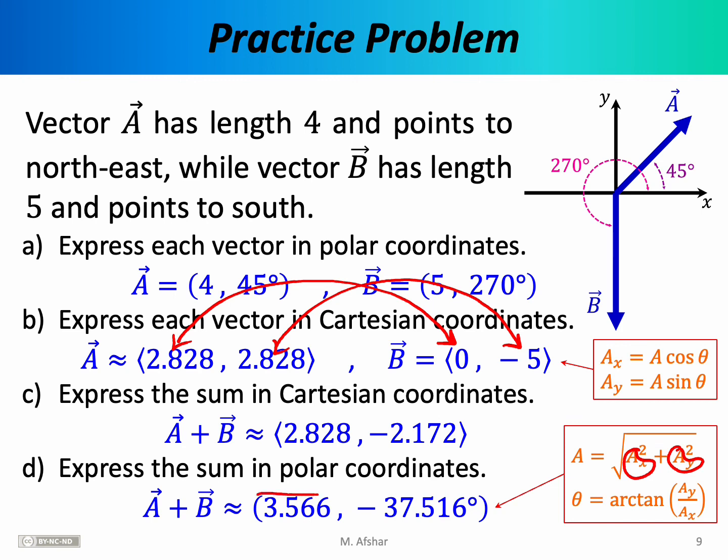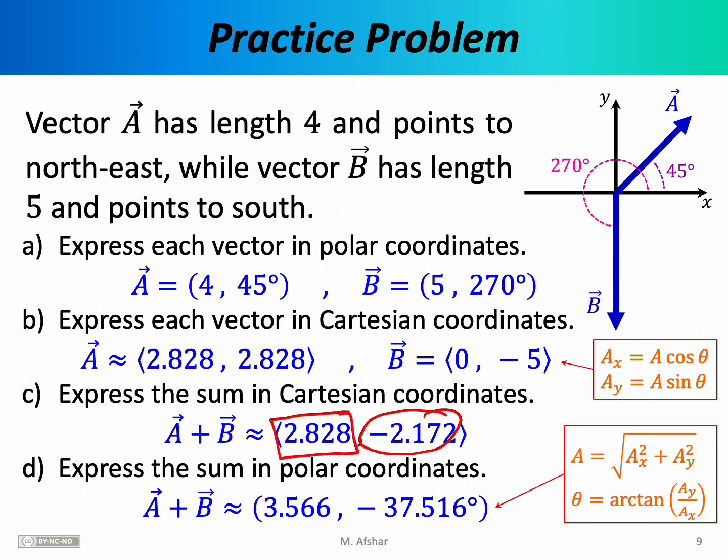So the 3.566 that you see here is simply the square root of this number squared plus this number squared. To find the angle or orientation of the sum, we need to take the y component and divide it by the x component. So here is the y component of the sum. Divide that by the x component of the sum, and then take the arctangent of that to find that the orientation of the sum is minus 37.516 degrees.